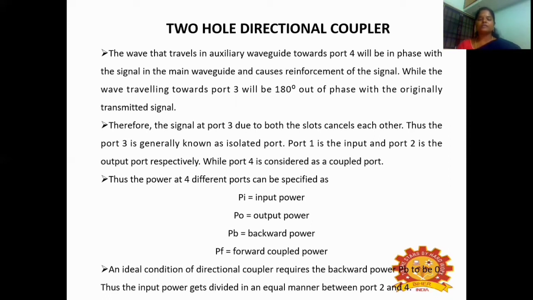So this port 3 is generally known as the isolated port. Port 1 is the input port, port 2 is the output port, and port 4 is called the coupled port. Because at port 3, both the signals cancel each other, it is called the isolated port. So these are the four ports. Power can be specified as Pi is input power, Po means output power, Pb means backward power, Pf means forward coupled power.